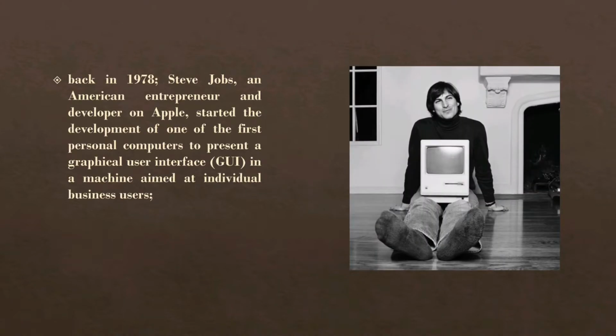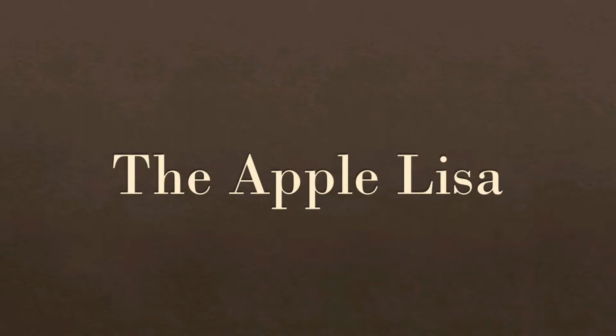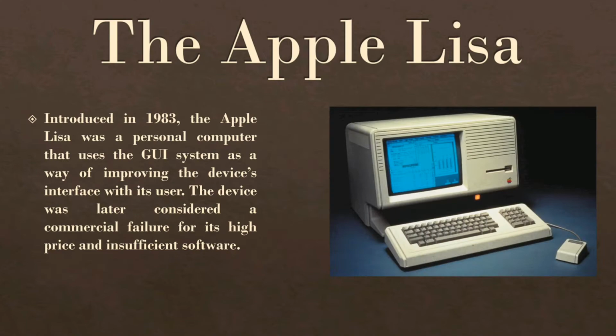1983. Back in 1978, Steve Jobs, an American entrepreneur and developer at Apple, started the development of one of the first personal computers to present a graphical user interface in a machine aimed at individual business users. The Apple Lisa, named after Jobs' daughter Lisa, introduced in 1983, was a personal computer that used the GUI system as a way of improving the device interface with its user. The device was later considered a commercial failure for its high price and insufficient software.